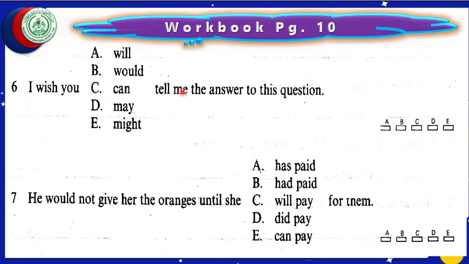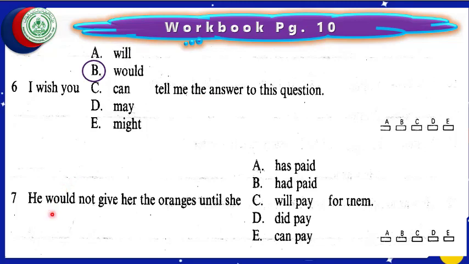I wish you can tell me. As I told you, the first form cannot be there. I wish you may tell me will be wrong. I wish you might cannot be there. That is why the correct option will be I wish you would tell me the answer to this question. We shall choose it. The correct sentence will become I wish you would tell me the answer to this question.